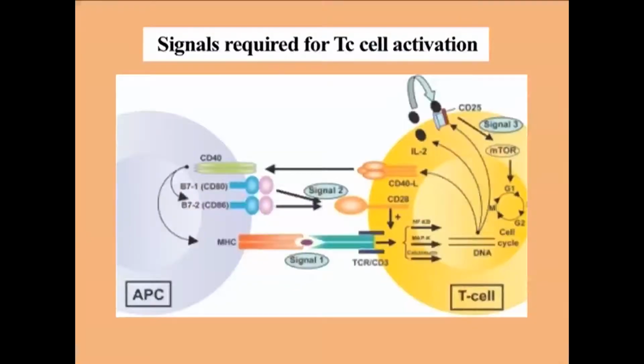Now how does the activation take place? For the activation, 3 signals are required. The first signal comes through the recognition of non-self peptide presented by MHC molecule on the target cell surface through the T cell receptor present on a TC cell. Clear? The second signal comes through the interaction between two proteins. One is present on the surface of the TC cell, one is present on the surface of the target cell.